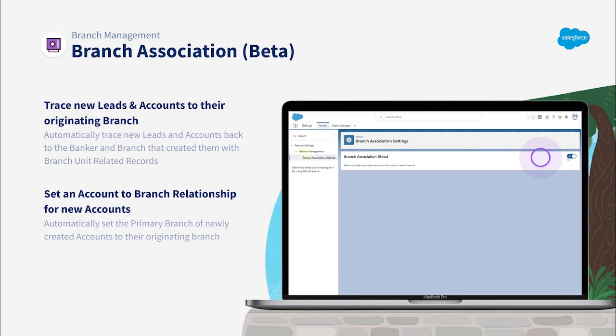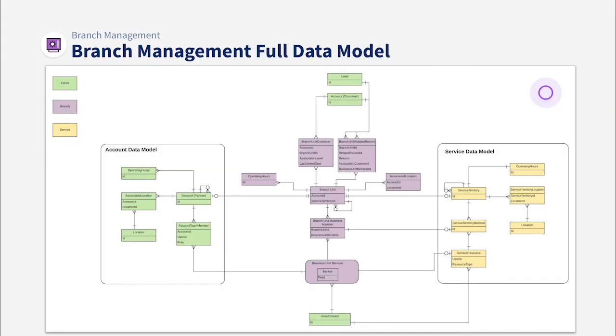These association records give credit back to the banker and branch and can be used for simple performance reporting. As time goes on, this engine's goal is to handle more object types and be even more customizable for you and your business processes. Great! Now that you've got an idea of the high-level details of our new branch management feature, let's dive in and get acquainted with all the parts of this data model.